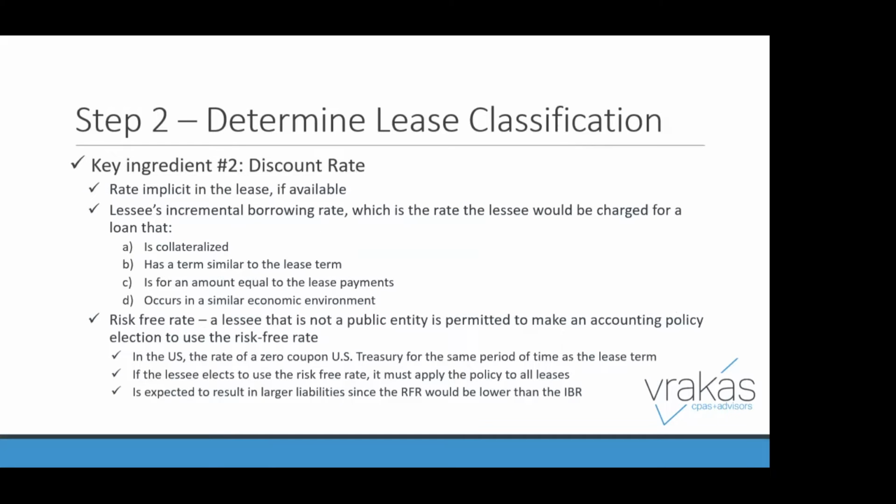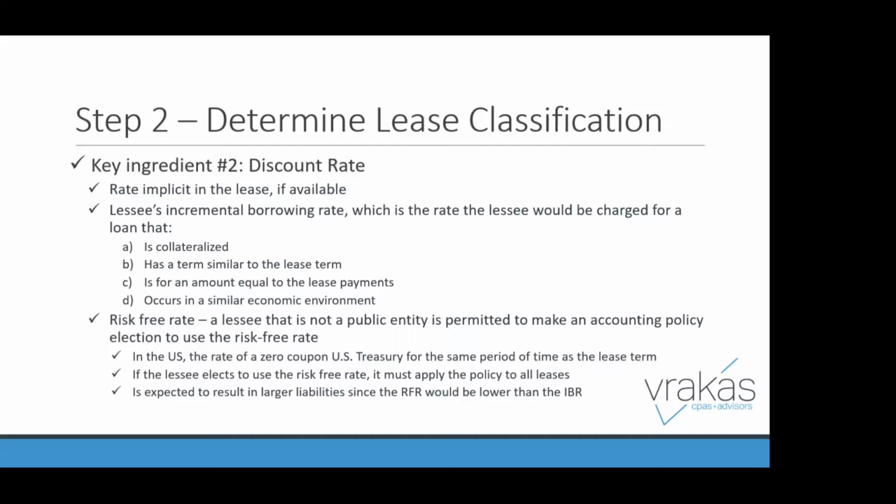So key ingredient number 2 is the discount rate. And there's a couple different ways to go about this. If it's available in the lease, you would use the rate that's implicit in the lease. I would say probably 99% of the time there is no rate implicit in the lease, in which case you can move on to the next option, which is the lessee's incremental borrowing rate. This would be a rate that the lessee would be charged if they obtained a loan from a bank that's collateralized with the same type of asset, has a similar term, has approximately equal payments, etc.